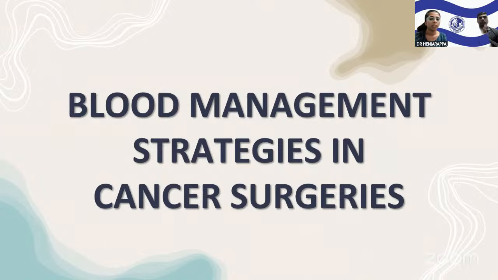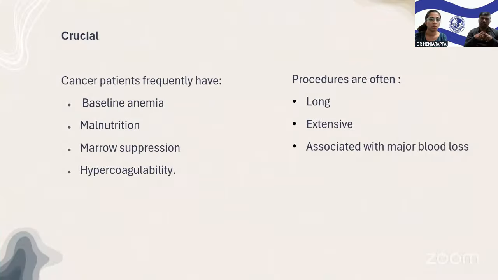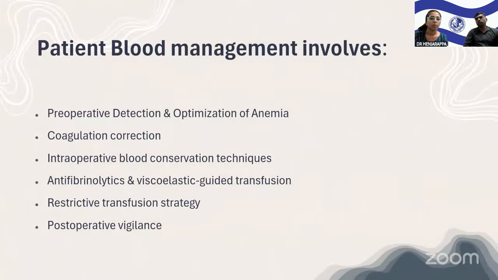Yes, sir. Blood management strategies in cancer patients are crucial because cancer patients will be having baseline anemia, malnutrition, marrow suppression, and the procedures are often long, extensive, and associated with major blood loss. So, patient blood management involves preoperative detection and optimization of anemia, coagulation correction, intraoperative blood conservation techniques, use of antifibrinolytics and viscoelastic guided transfusion, restrictive transfusion strategy, and postoperative vigilance.